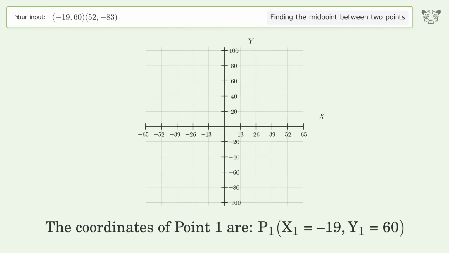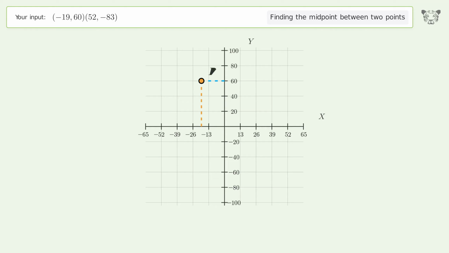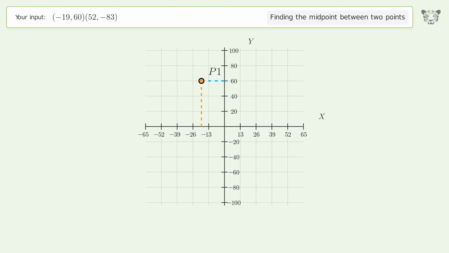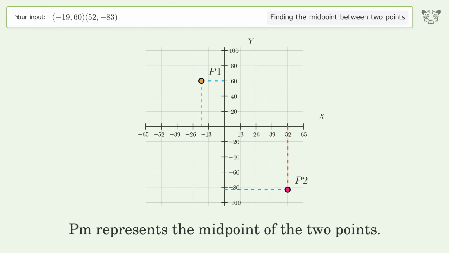The coordinates of point 1 are, x1 equals negative 19, y1 equals 60. The coordinates of point 2 are, x2 equals 52, y2 equals negative 83. PM represents the midpoint of the 2 points.